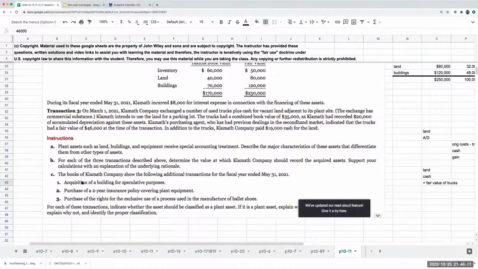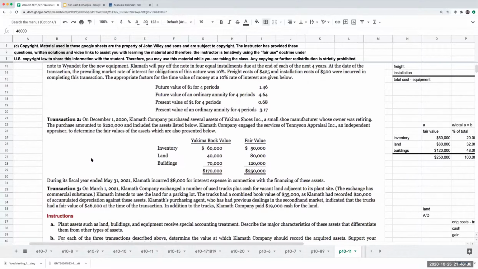Purchase of the rights of an exclusive use of a process used, so it's like a patent for the manufacture of ballet shoes. So this is an intangible asset. This has no physical substance. And so therefore it would be called a patent or trade secret or rights, and then you would amortize it over the lesser of the legal life or the useful life.